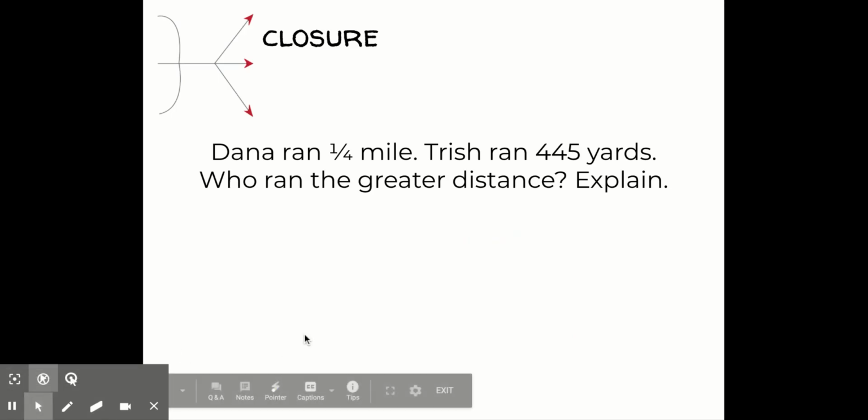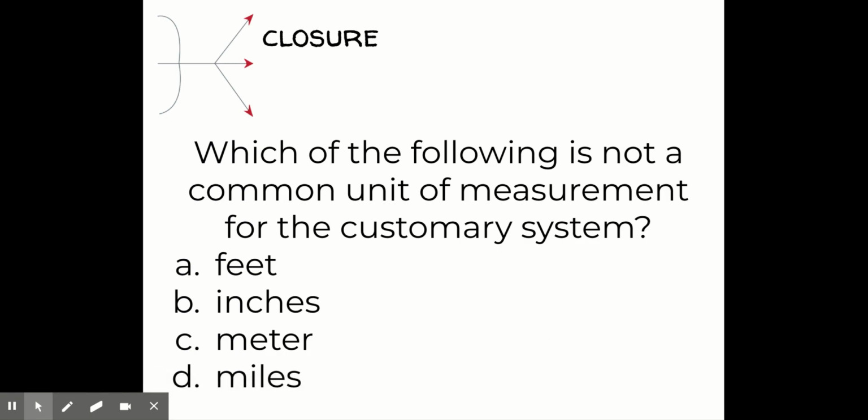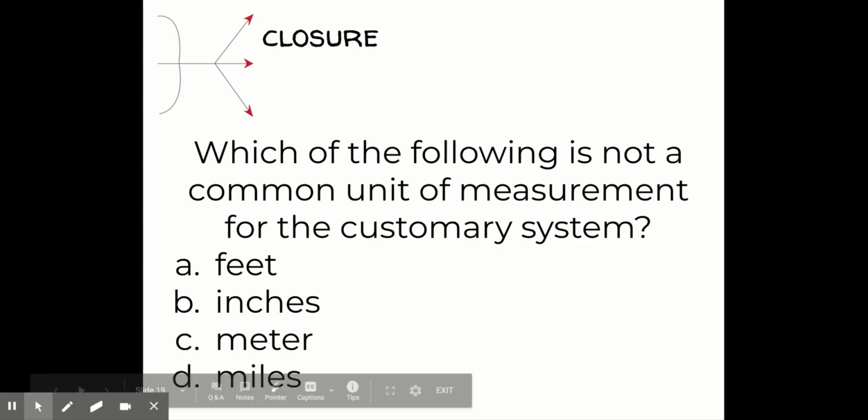Now, which of the following is not a common unit of measurement for the customary system? We have feet, inches, meter, and miles. If you chose meter, you're correct. Feet, inches, and miles are part of the customary system.